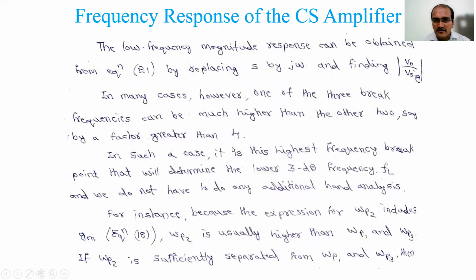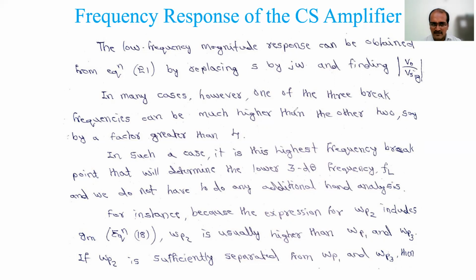The low frequency magnitude response can be obtained from equation 21 by replacing S by j omega and finding the magnitude of V naught by V signal. If we replace S by j omega, we will get the magnitude response. We are not going to do that, just to tell you. In many cases, however, one of the three break frequencies can be much higher than the other two, say by a factor greater than 4. That means here we have three frequencies, WP1, WP2, WP3. All may not be contributing in the same manner, right? So one will be very much larger and one will be very small. For example, one is having a value 100, another is having a value of 1 or 2.